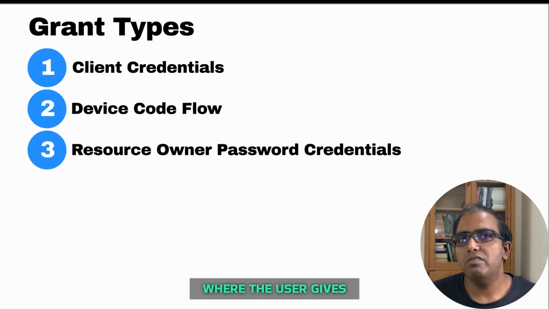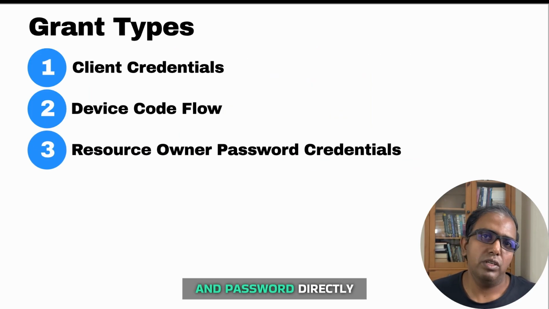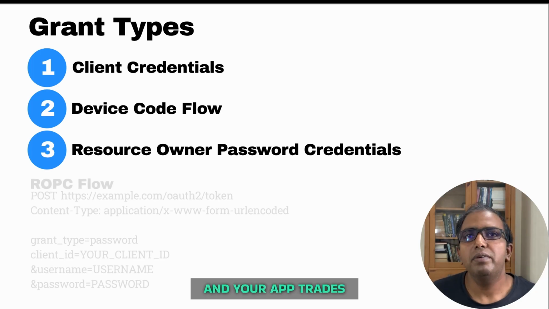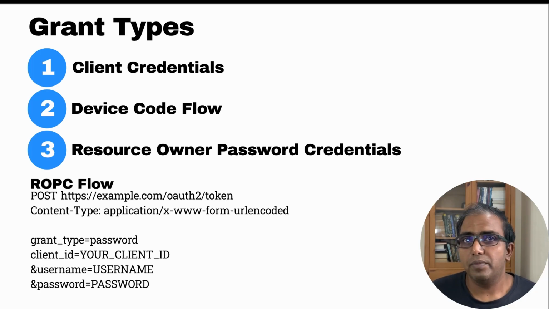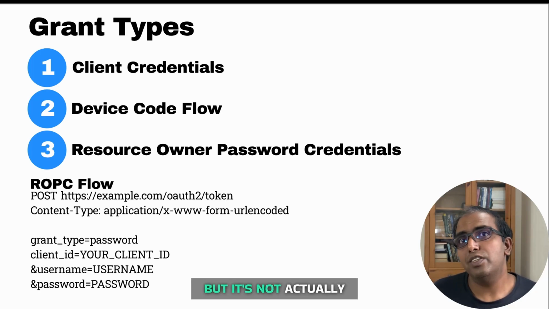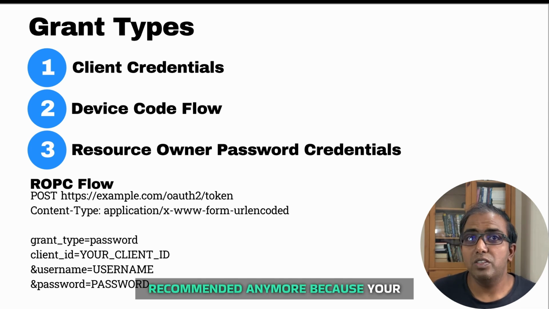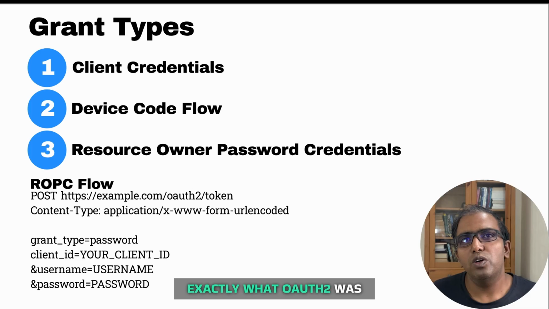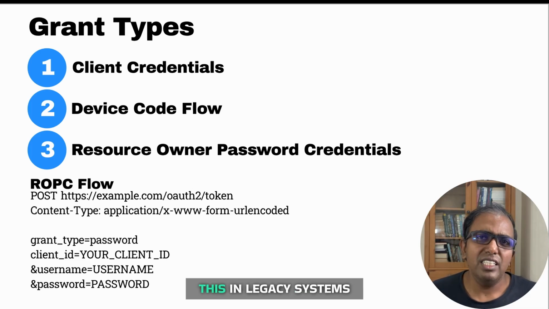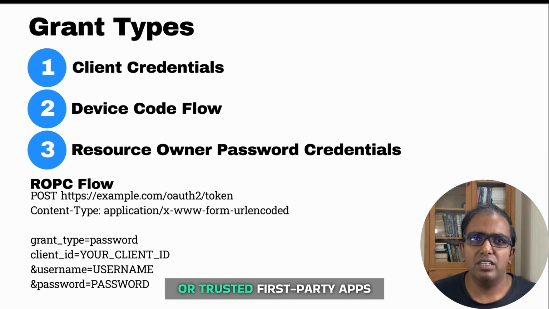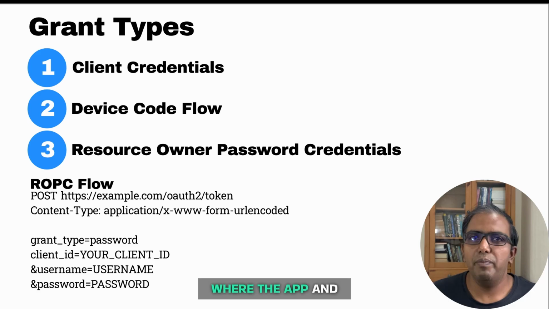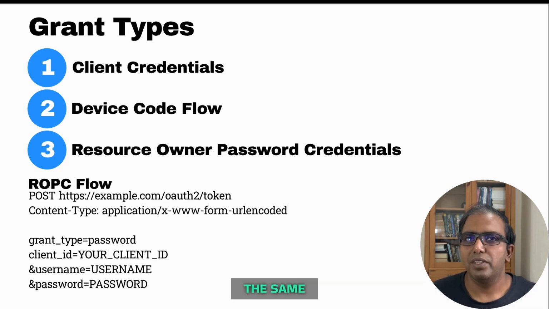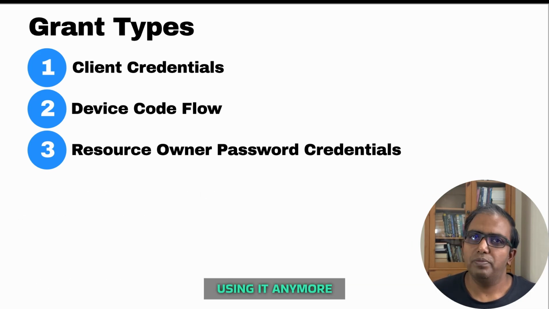Next is the resource owner password credential grant. Basically, the user gives your app their username and password directly, and your app trades that for a token. Sounds convenient, right? But it's not recommended anymore because your app now handles the user's raw password, exactly what OAuth2 was trying to avoid. You would only see this in legacy systems or trusted first-party apps where the app and identity provider are basically the same. We should not be using it anymore.